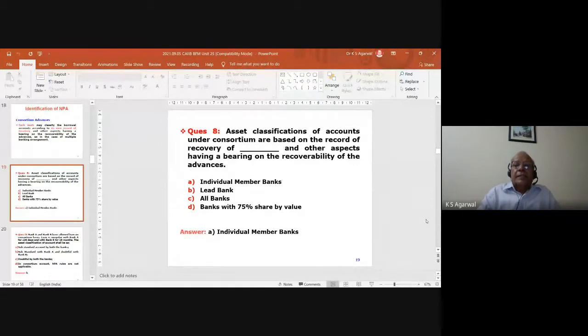Question is, asset classification of account under consortium is based on the record of recovery of individual member banks. It is not based on the record of recovery of lead bank, or all banks, or banks with 75% share by value. Options B, C, D are incorrect. So asset classification of accounts under consortium is based on record of recovery of individual member bank. So my answer will be A.